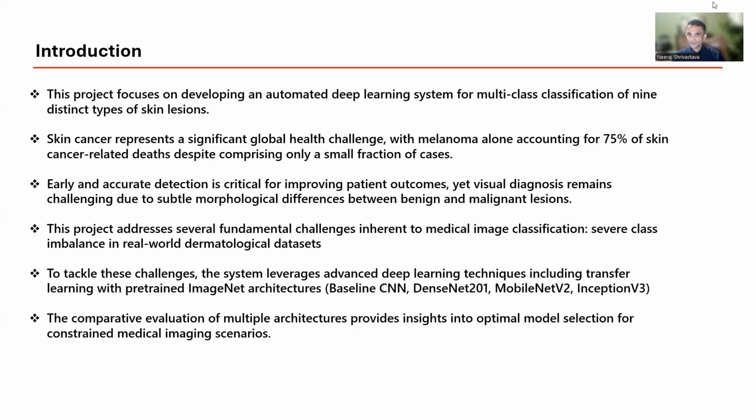The project addresses several fundamental challenges inherent to medical image classification, like severe class imbalance and visual similarity between the classes. So, as part of this project, in order to handle these challenges, I experimented with multiple models. I started off with the baseline CNN, then explored DenseNet 201, MobileNet V2, Inception V3. These are all transfer learning models, and I experimented, and the results are part of this presentation.